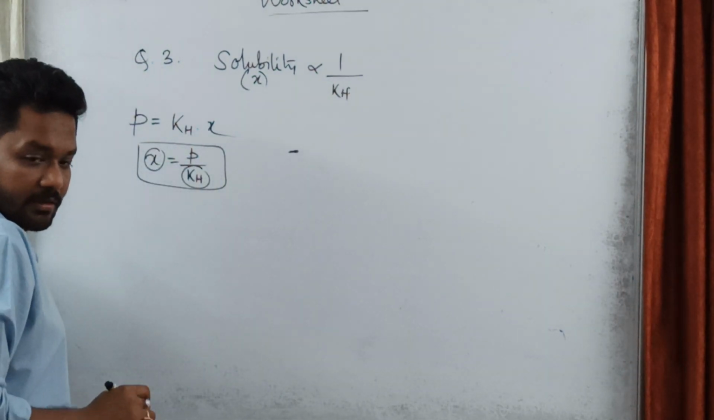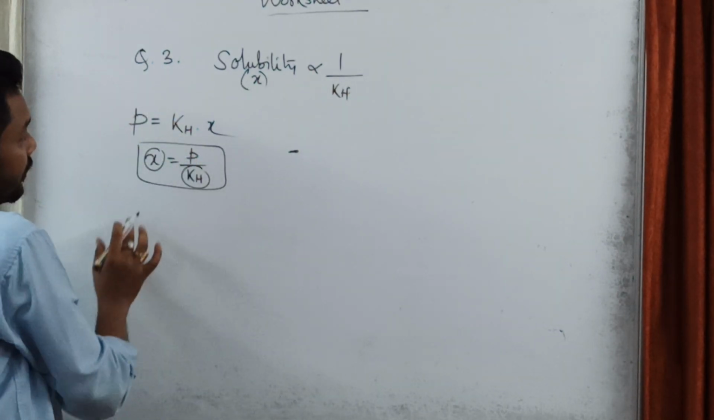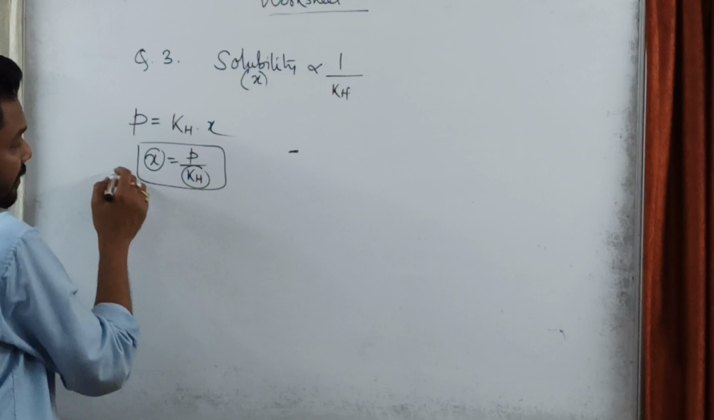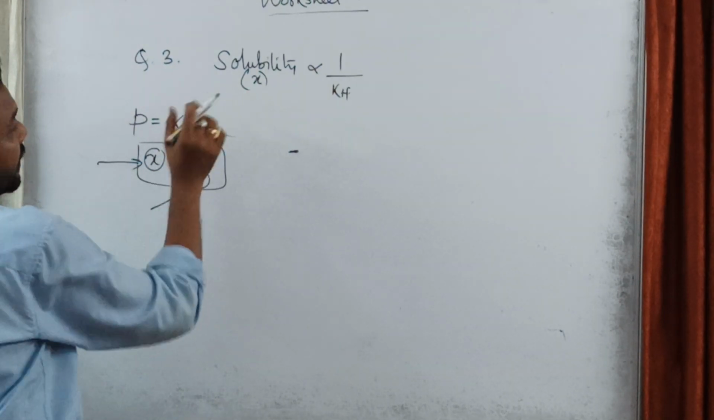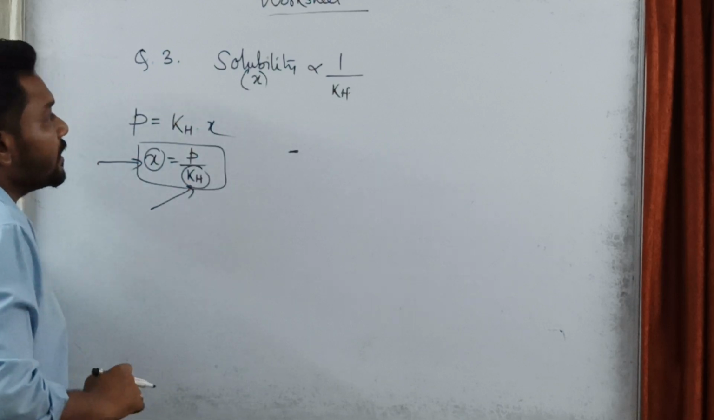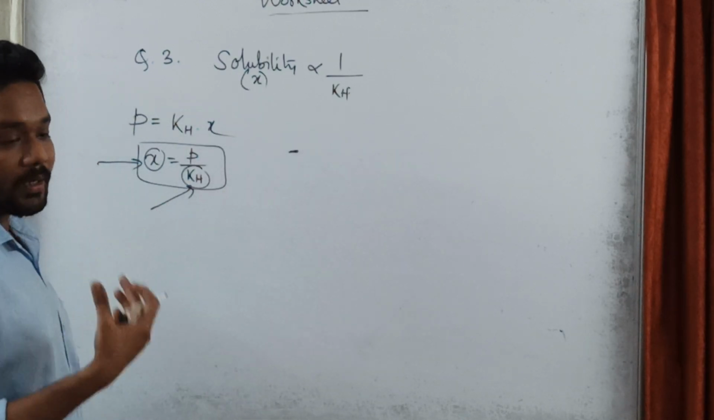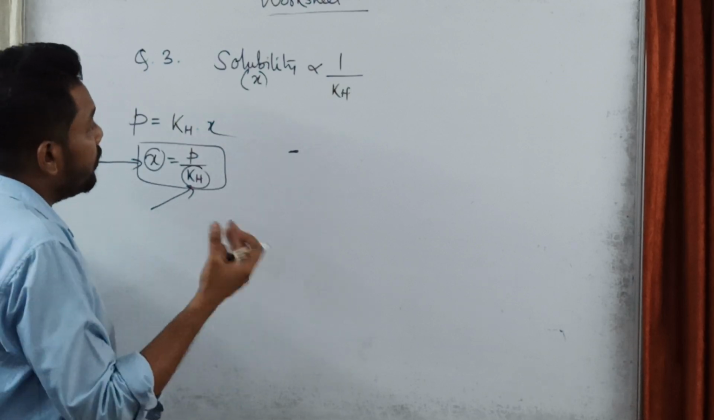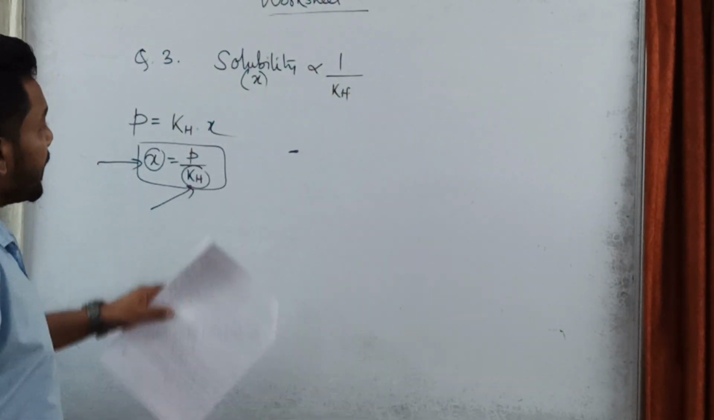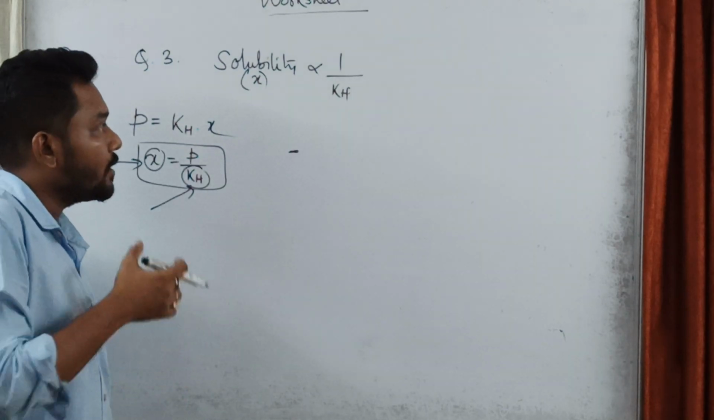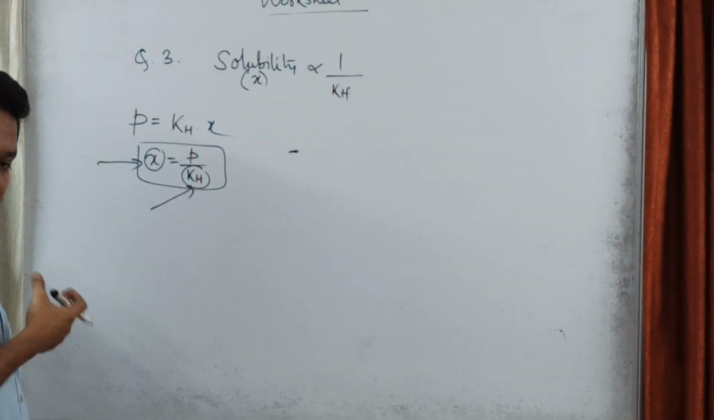Just see here, from Henry's law, P equals KH into X, so X you can write as P by KH. That means solubility, that is X, is inversely related to KH. So I have written that solubility is inversely related to KH. The gas which has more solubility has lower KH. The gas which has lower solubility will have higher KH. So first of all, write down this relation.